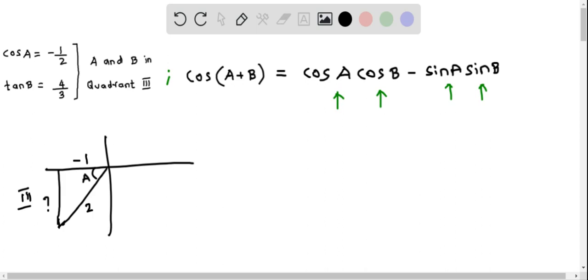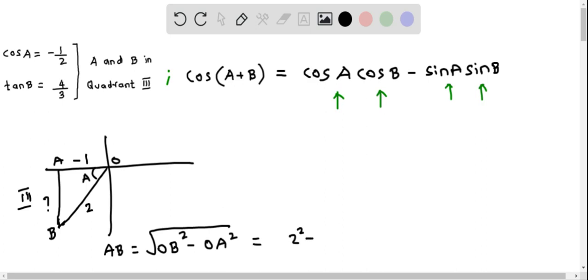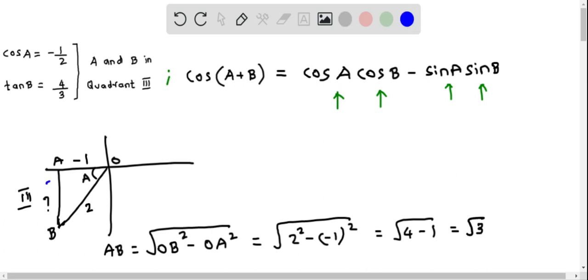So let's say that this side is AB. So we determine AB, if this is O, this is equivalent to OB squared minus OA squared, under the root. So let's determine this. OB is 2, so this becomes 2 squared minus OA, which is negative 1, so negative 1 squared, under the root. And this gives 2 squared is 4 minus negative 1 squared is 1. So this becomes 4 minus 1. So basically this is root 3. So we can put root 3 here.